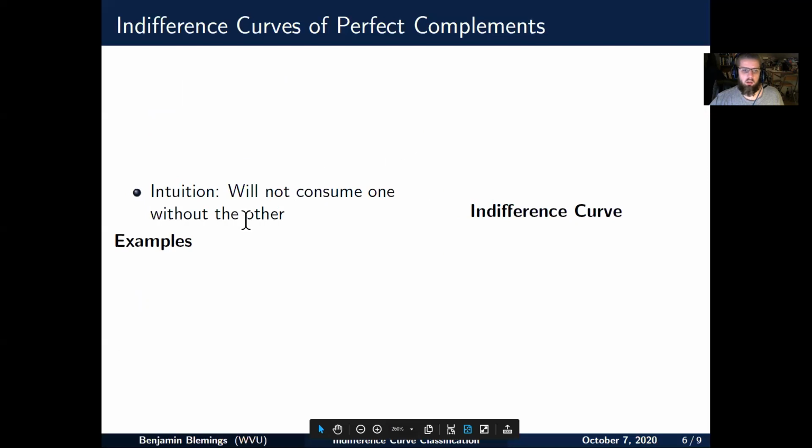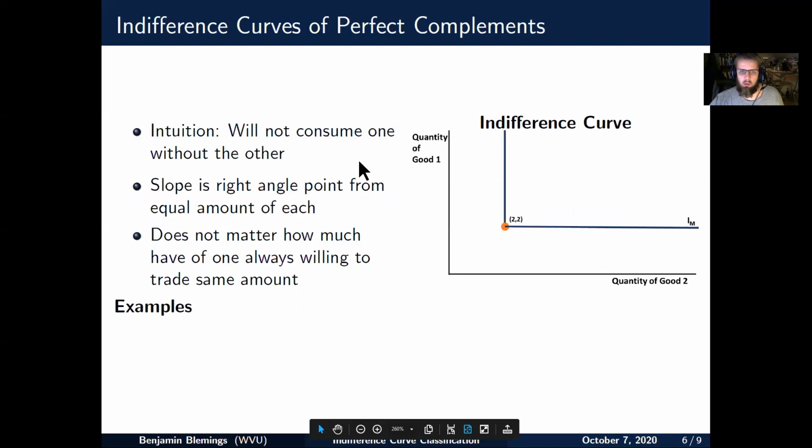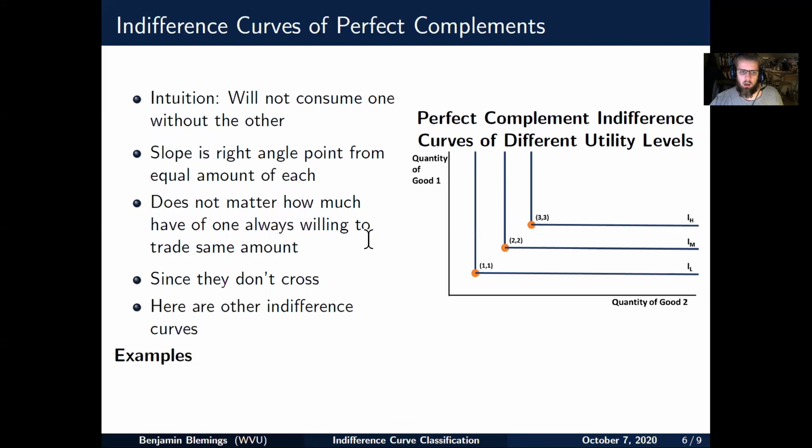Perfect complements: you will not consume one without the other. I think these are kind of interesting. The indifference curve is a right angle, with the corner point at an equal amount of each. It does not matter how much you have of one, you need to consume these in the exact same proportion. And since they don't cross, you can have these other indifference curves of perfect complements.